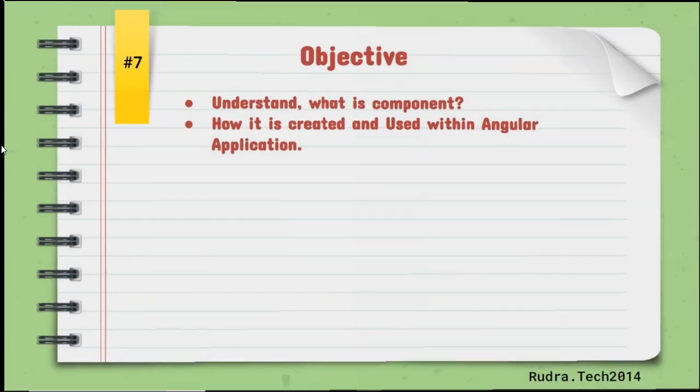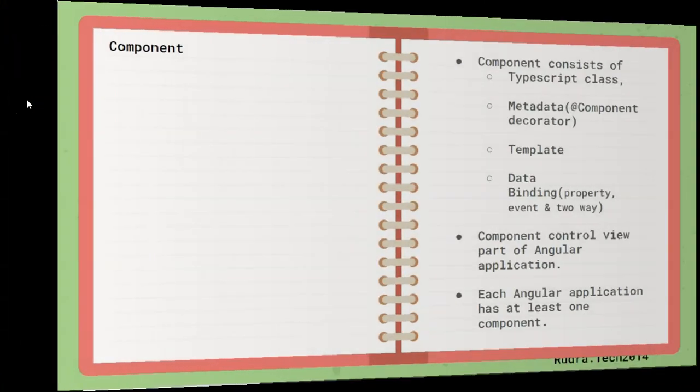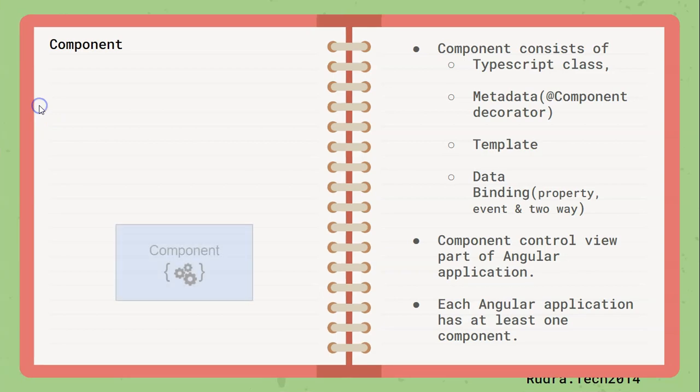The objective of this video is to understand what a component is and how it is created and used within an Angular application. In Angular, a component consists of a TypeScript class which will contain properties and methods for the component. Then there is metadata with the @Component decorator. This annotates the class with metadata and adds more information about the class. That means the @Component decorator will tell us what this class is and how this class will behave.